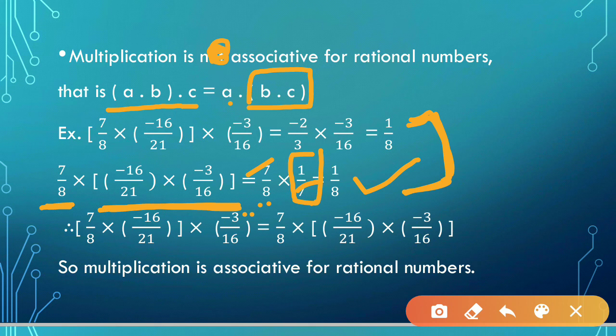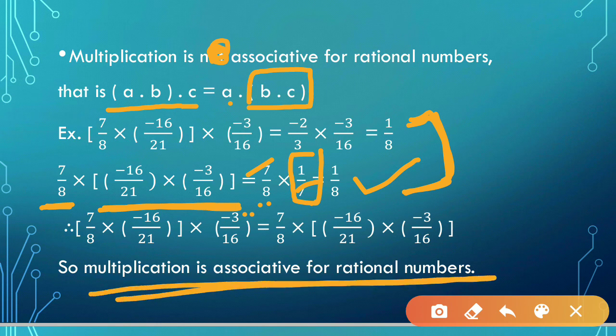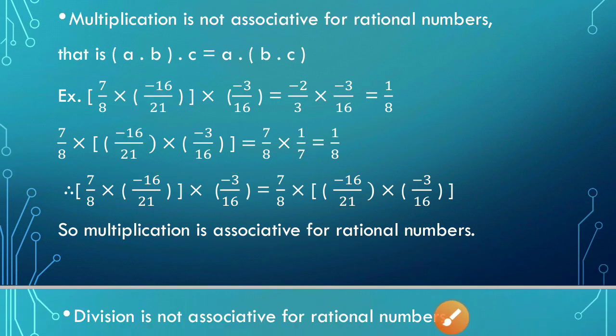That means we can say that multiplication is associative for rational numbers. You correct it here, that multiplication is associative for rational numbers. Why? Because the conditions are satisfied here. Both RHS and LHS are equal. That's why we say that multiplication is associative for rational numbers.